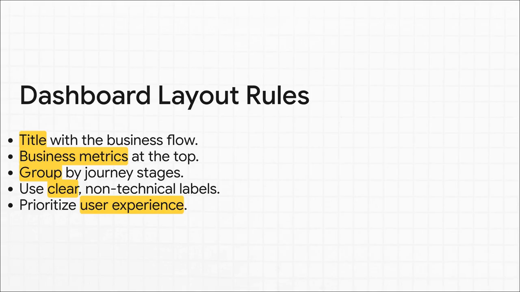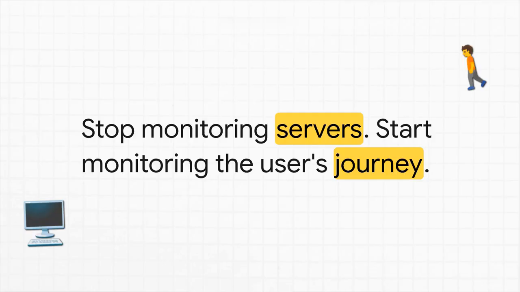Number 3, group your graphs and metrics by the different stages in that user journey. Number 4, please use clear, non-technical labels. Your product manager should be able to understand it at a glance. And finally, number 5, and this is the most important, always prioritize the metrics that reflect the user's actual experience over raw system metrics. Look, if you remember just one thing from all of this, let it be this. Stop monitoring servers. Start monitoring the user's journey. That one simple shift in perspective, it will fundamentally change everything for the better, I promise.